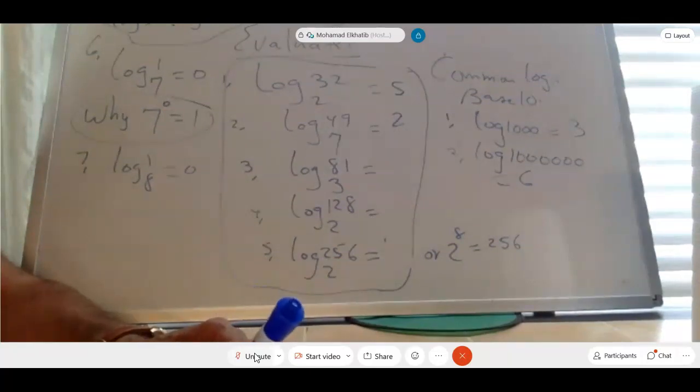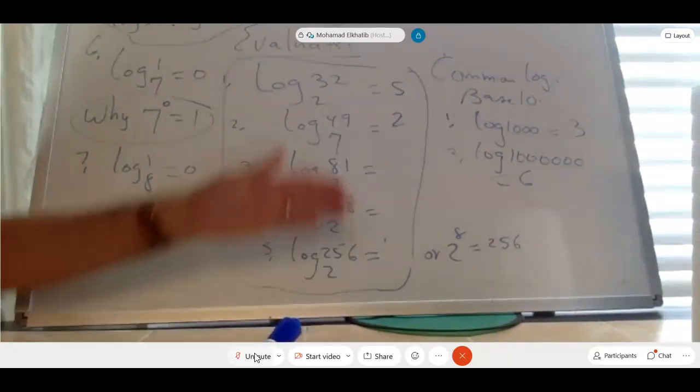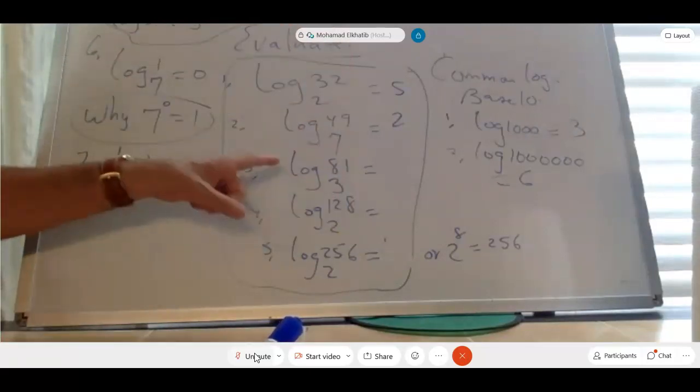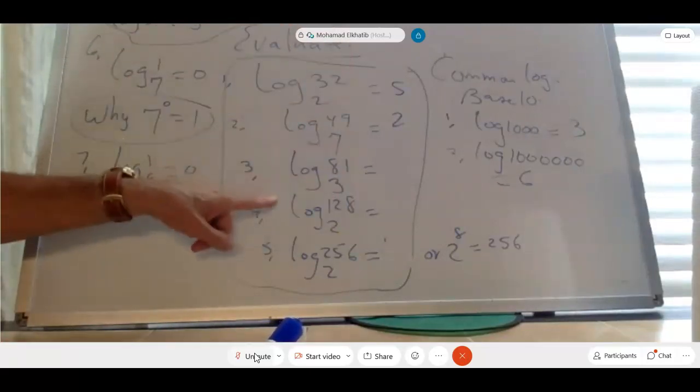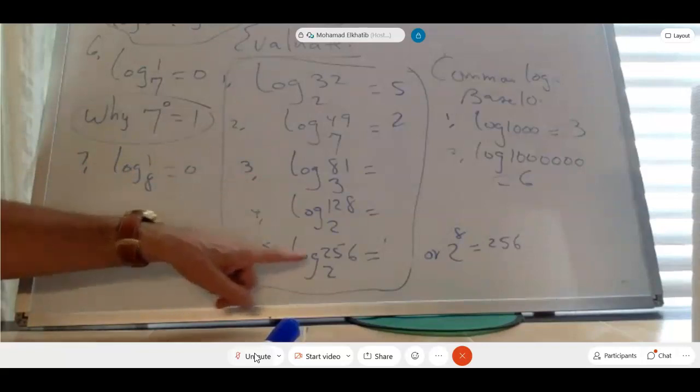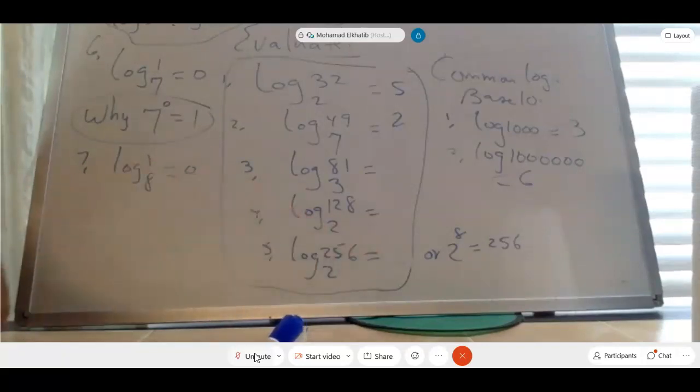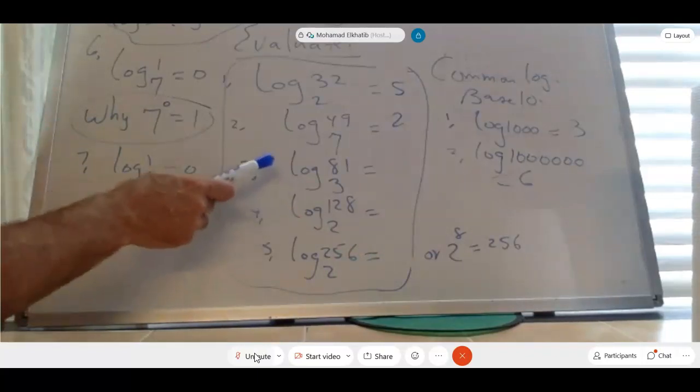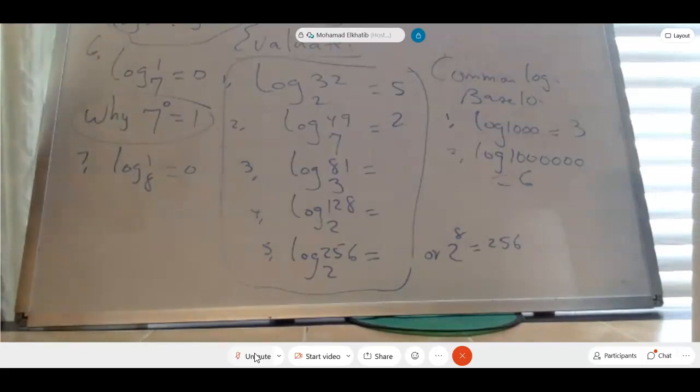Does that make sense? Now do me a favor, go ahead and practice these. Find me log 81 base 3, log 128 base 2, and log 2 base 2. Not using your calculator, so you practice, so that way you remember how to do it. So you need to find me the answers 3, 4, 5 from your calculator, everybody. And if any of you struggles, you let me know. Okay, go for it.